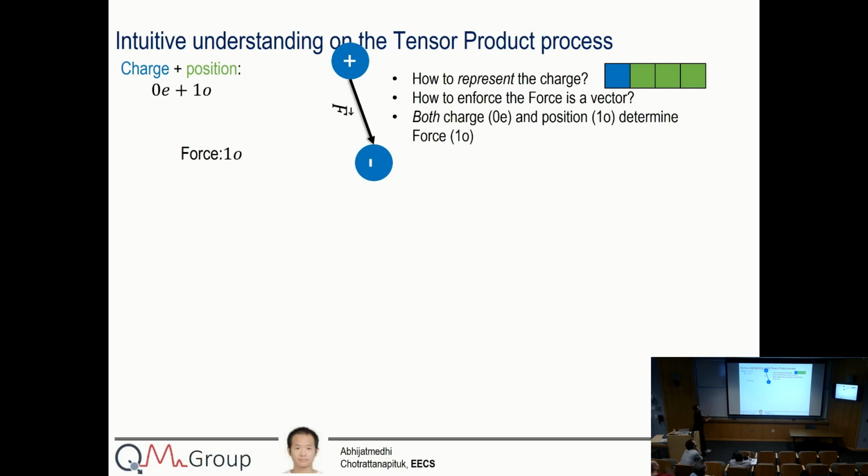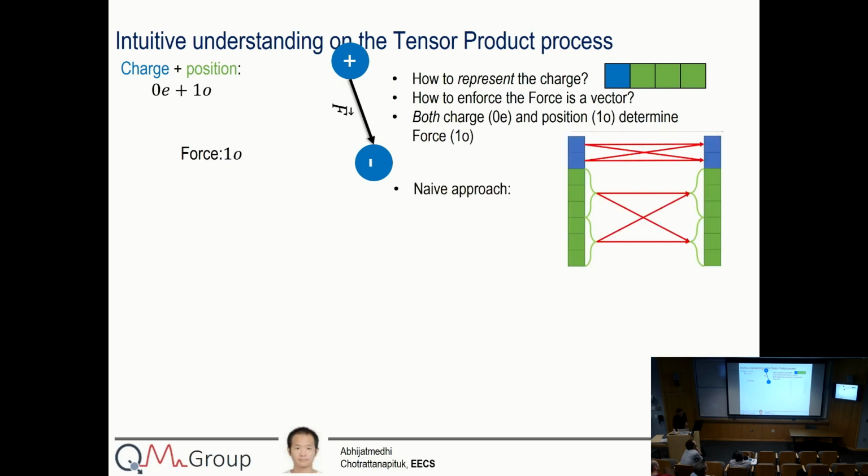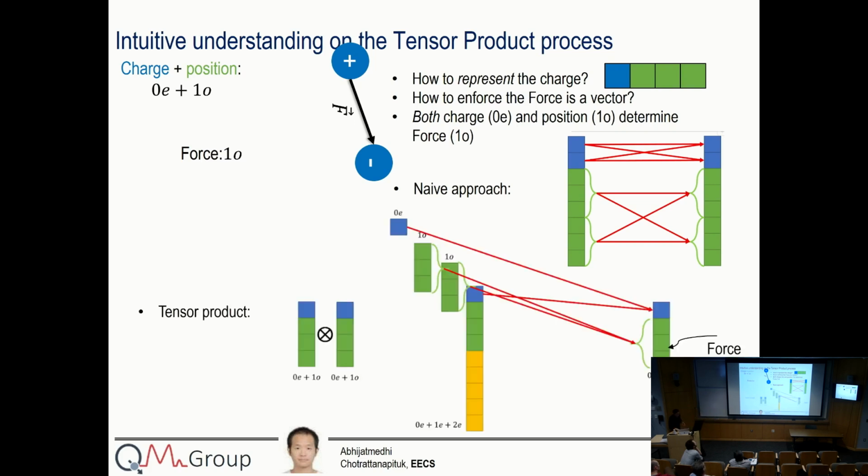To start, we first need to represent these two charges. As we mentioned, they need two pieces of information. The blue one is the charge scalar, and the position is a vector. If we don't do it in a tensor product way, a naive approach is to propagate from one layer to the other: the two scalars propagate to become a scalar, and the vector goes to a vector. But we know that's not true physically. Physically, the force is like q1 q2 over r squared, which depends on both the charge number and the position. That's why the tensor product becomes very powerful in this case.